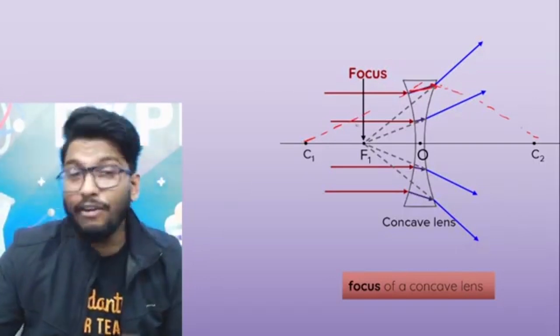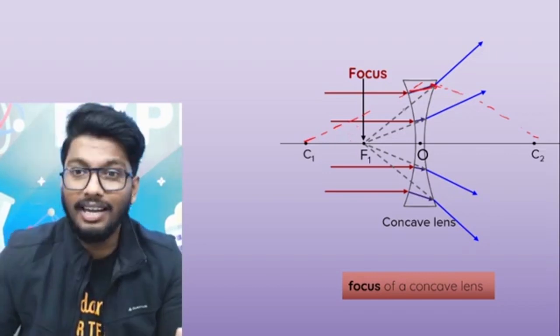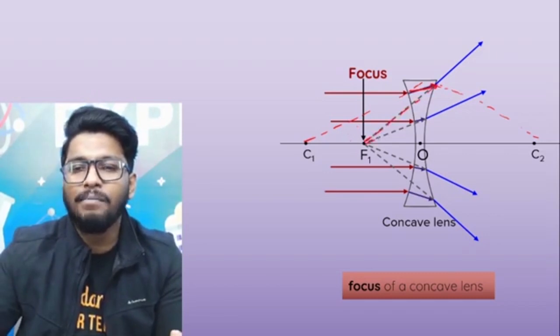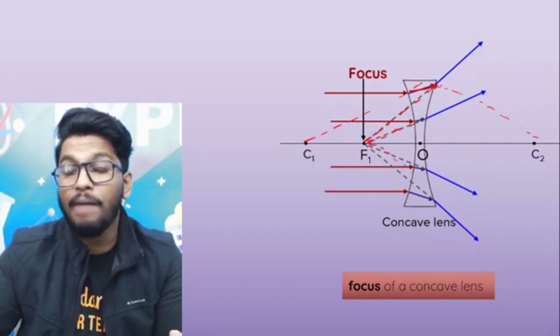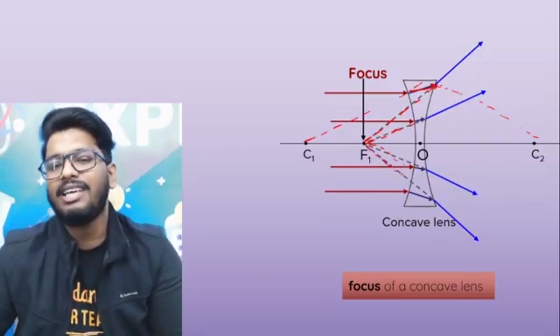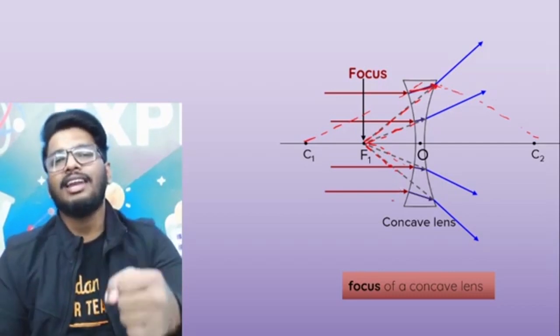But if a person is seeing from one side, what you notice is that these rays of light appear to emerge from this particular point. It appears to emerge from that particular point, and that, in the concave lens, is the focus of that lens.